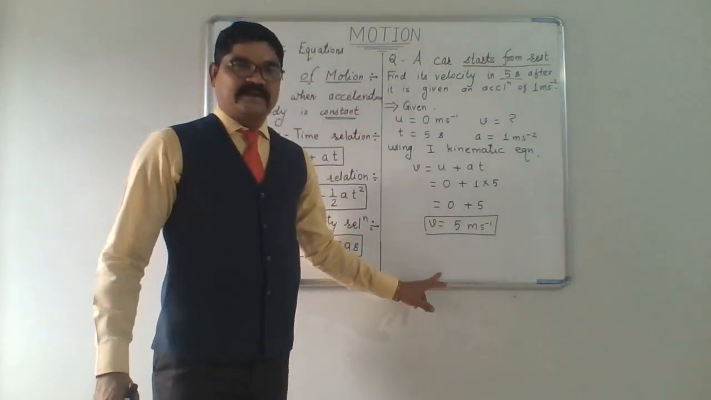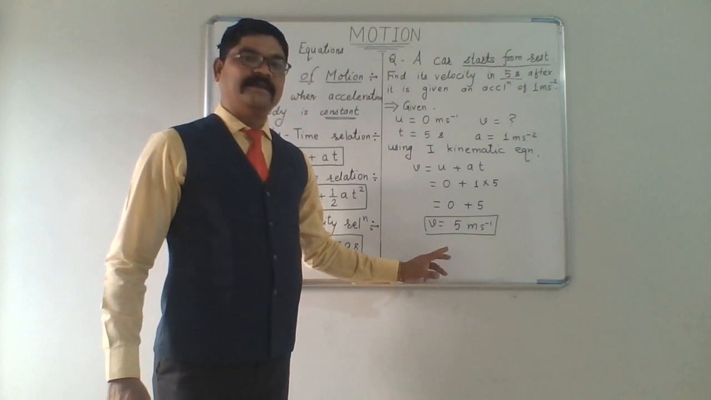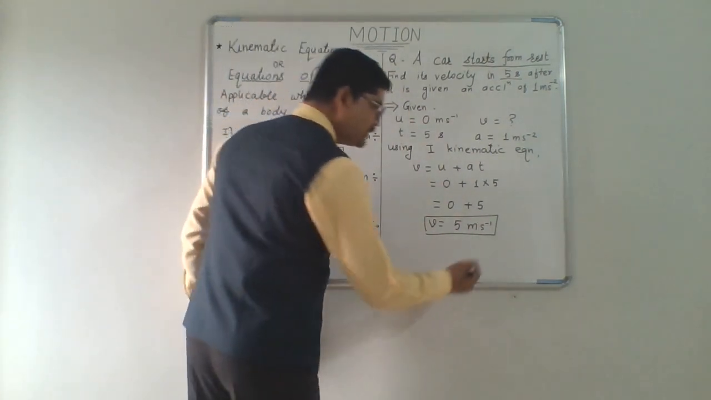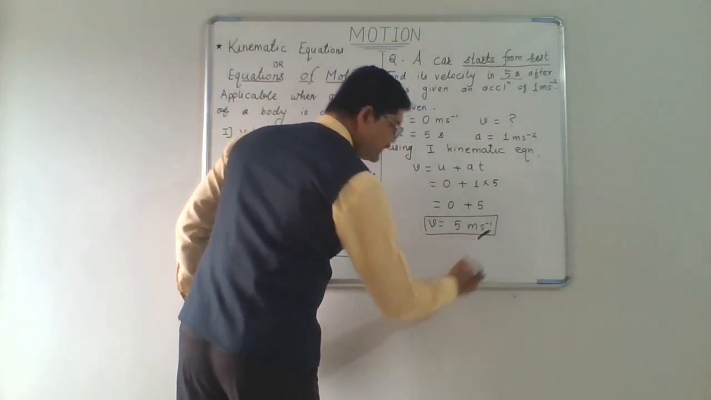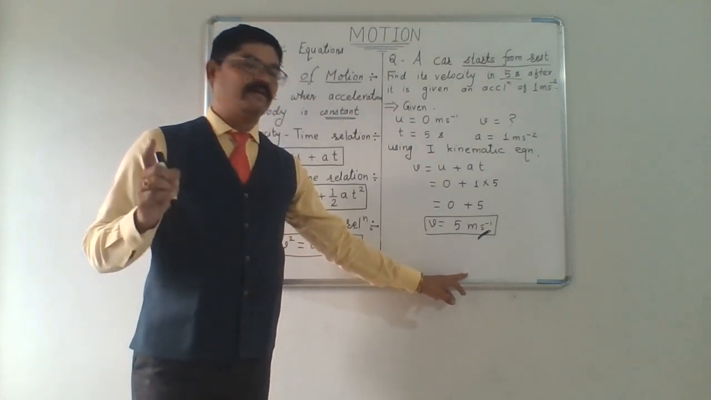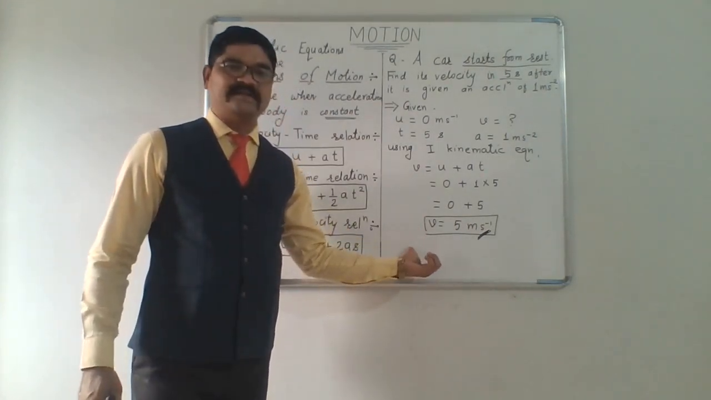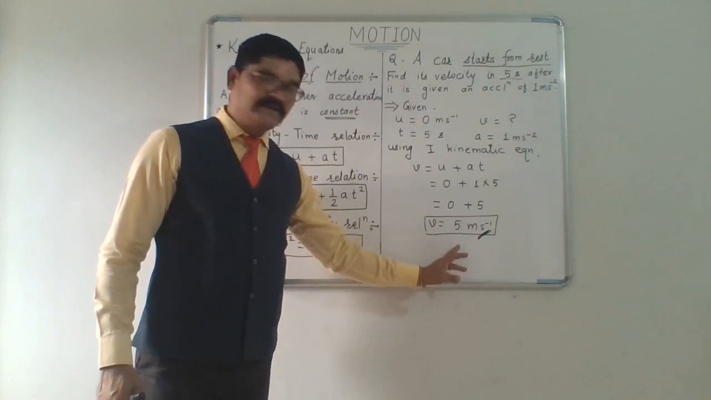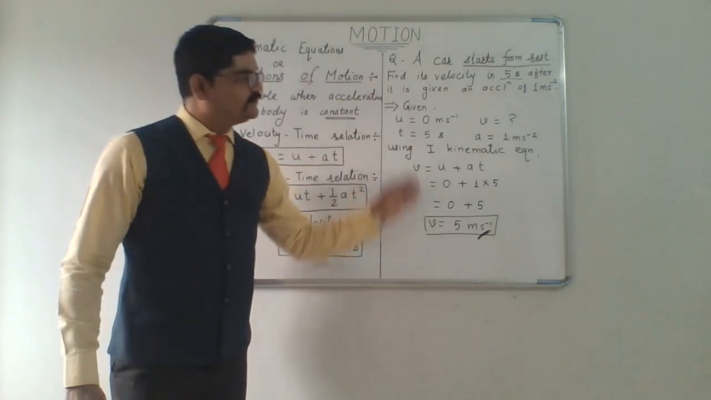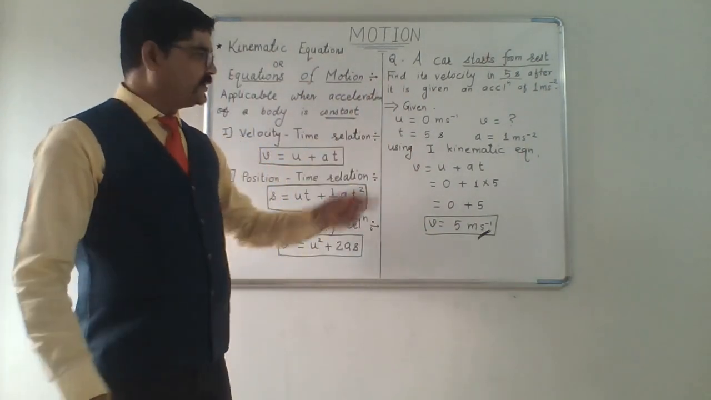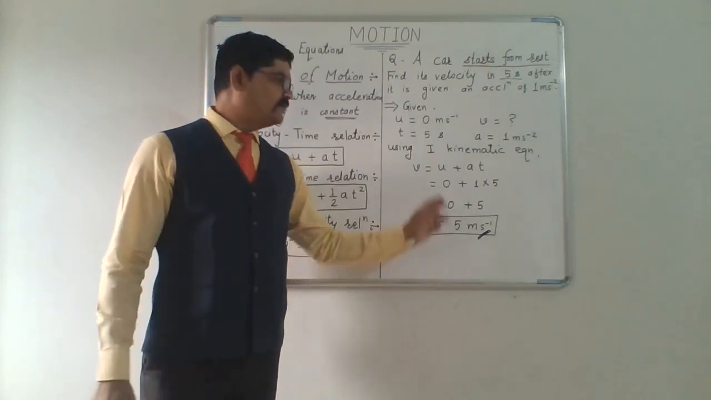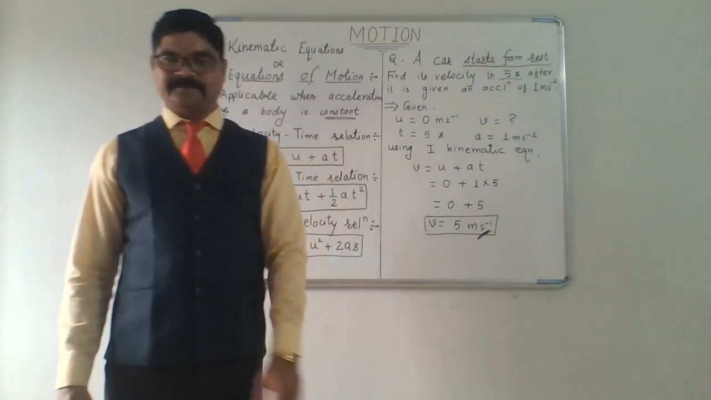The velocity of the car after 5 seconds will be 5 meter per second. Remember, the unit carries half mark here, so we will always mention the unit. Whatever our final answer is, we will mention its unit, magnitude is there and unit is there. Now, in this way, we can find out the acceleration of a body, we can find out the initial and final velocity of the body using a single relation, V equals U plus A into T.